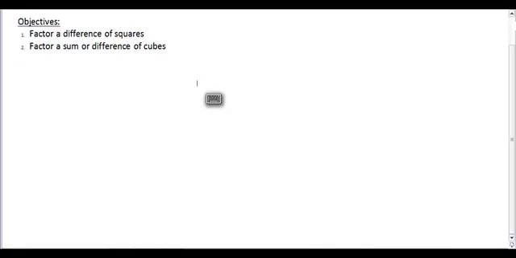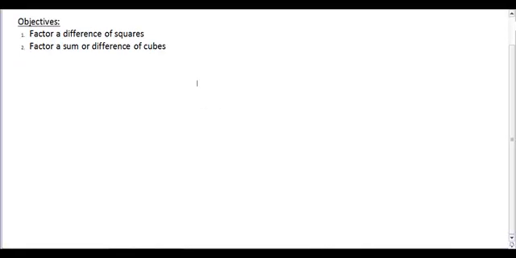Alright, Unit 1, Lesson 4 ought to be fairly quick. There's not too much going on here, not too complex, and this assignment is only 8 problems long, so there's good news for you. We're going to factor a difference of squares, and we're also going to factor a sum or difference of cubes. The difference of squares is the one you're going to see a whole lot more, but nevertheless, we shall look at both.